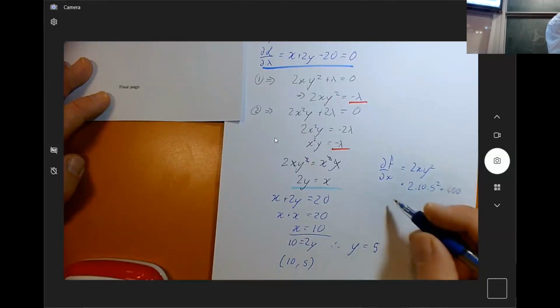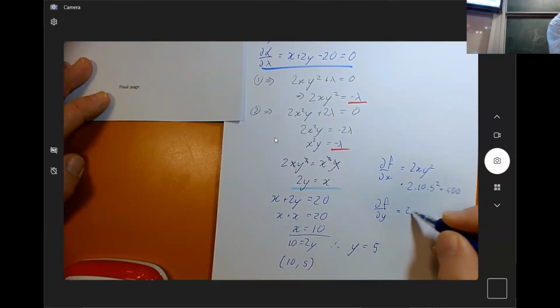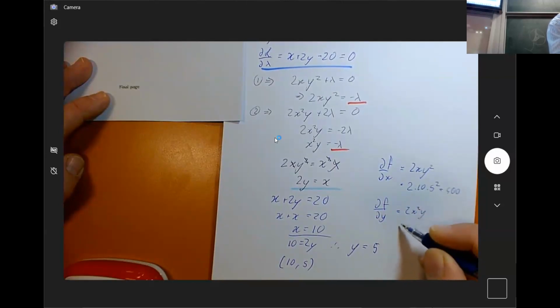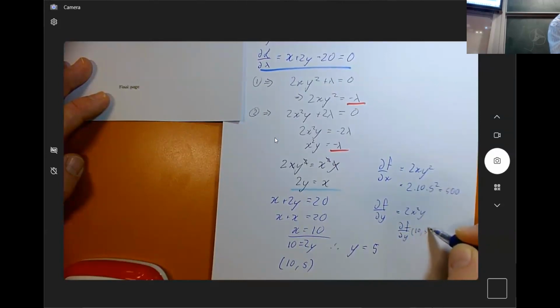And similarly, if you do f with respect to y, you get 2x squared y, when evaluated at the point 10 and 5. Let's see, what's this going to be? 2 times 100 times 5. So 200 times 5 is 1,000. So this is saying we're increasing in the y direction.